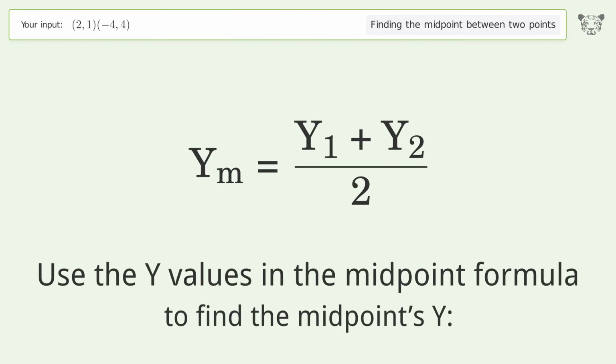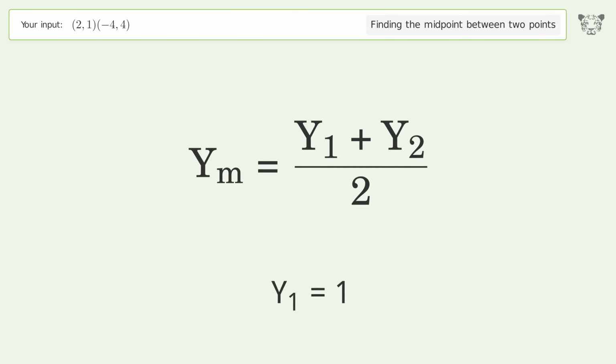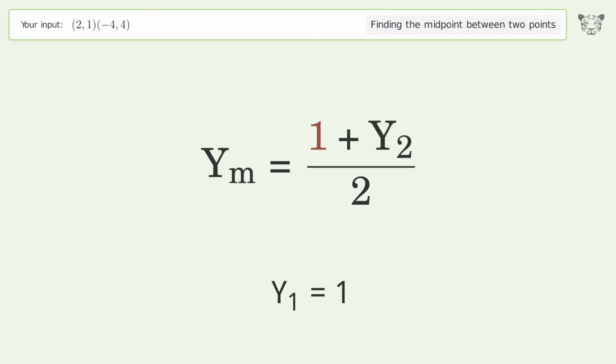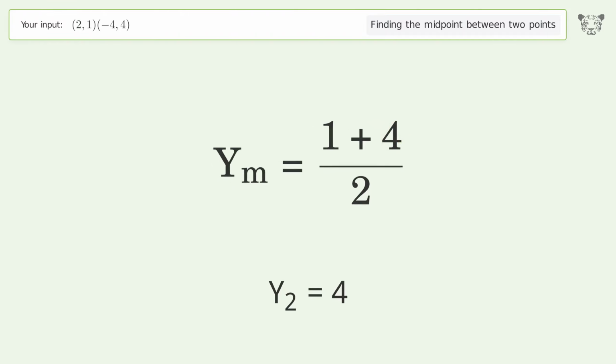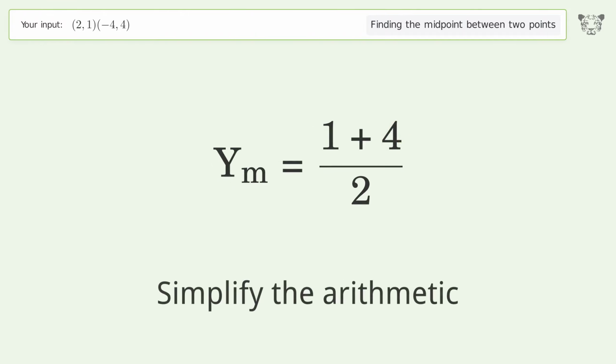Use the y values in the midpoint formula to find the midpoints y. y1 equals 1. y2 equals 4. Simplify the arithmetic.